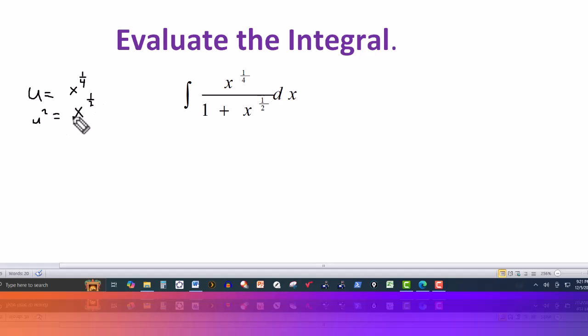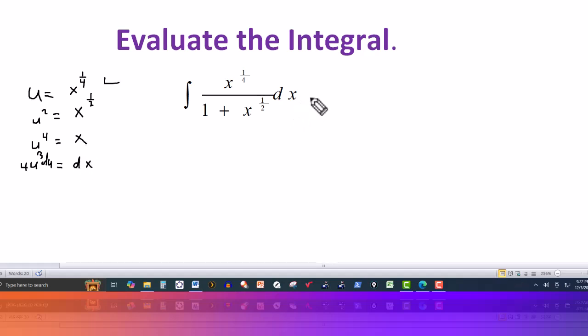Now I need a dx, so let me take this one right here to the 4th power on both sides. Taking both sides of this first one to the 4th power gives me x equal to u to the 4th. So from here I can get dx. Take the derivative of u to the 4th, that'll be a 4 here, basic differentiation, this will be a 3, and then this will be a du. And then the derivative of x will be 1, this will be dx.